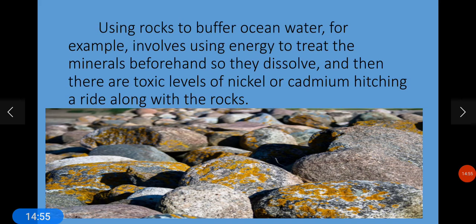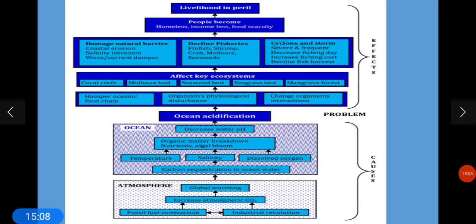Using rocks to buffer ocean water, for example, involves using energy to treat the minerals beforehand so they dissolve, and then there are toxic levels of nickel or cadmium hitching a ride along with the rocks. So these are the cause and effect of ocean acidification.